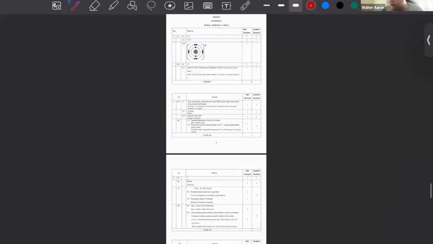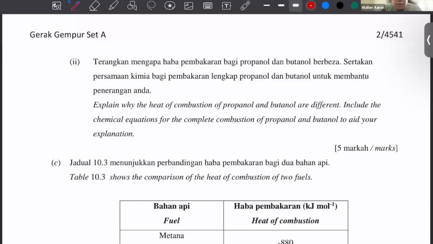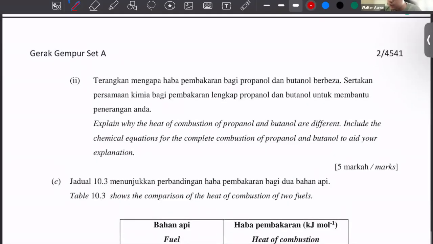Okay, all right, let's then move on to the next question, number 2: explain why the heat of combustion of propanol and butanol are different. Include chemical equations for the complete combustion of propanol and butanol to aid your explanation. I think it's very simple to explain why they have different heats of combustion. So in this case, let's write the complete equation first.